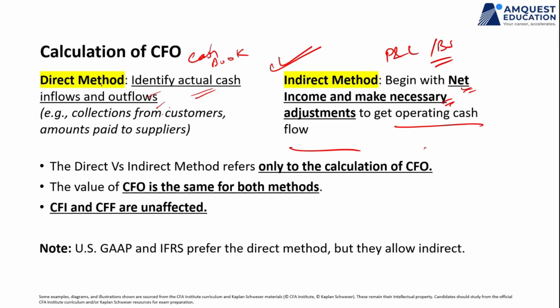Whichever method you use, the value of the cash flow from operation will be the same under direct or indirect method. But this is only a method used for operational cash flow, CFO. There is no difference in the methods, or there are no two methods for investing and financing. The method is only for cash flow from operation. The two other cash flows are unaffected.